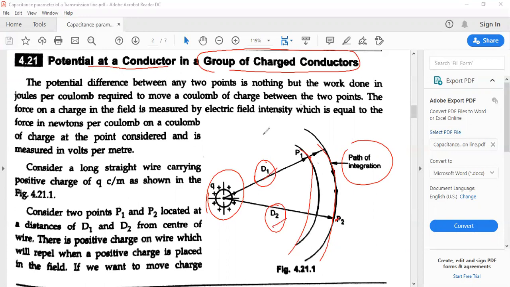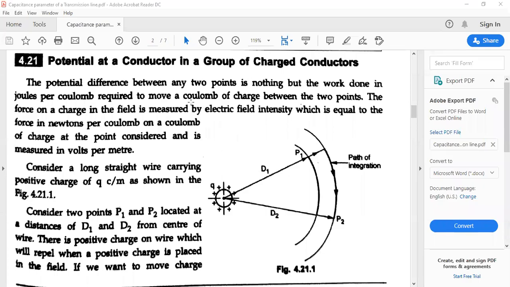Why I have taken d1 and d2 is, d1 and d2 are the distances from this charged conductor, and I need to integrate along this path of integration, which is nothing but the movement of the charge in this path. Next, the potential difference between any 2 points is nothing but the work done in joules per coulomb. This is the unit, joules per coulomb, required to move a coulomb of charge between the 2 points.